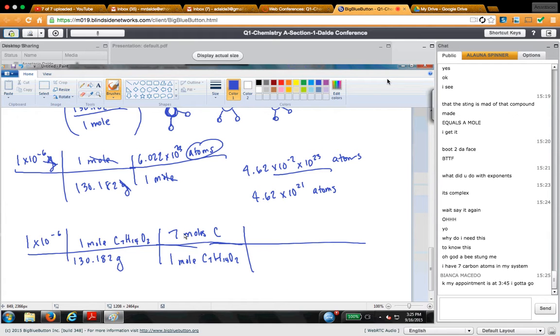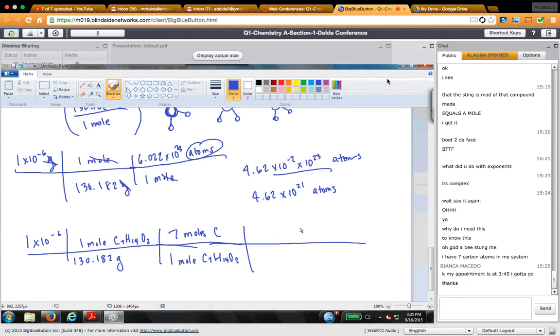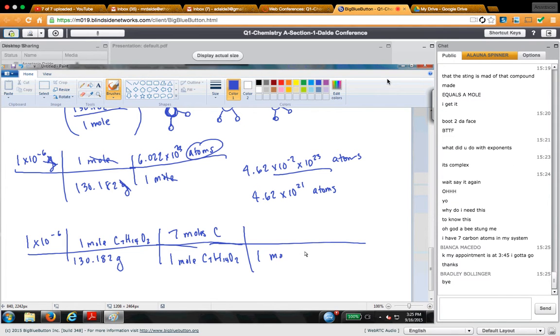Later. How do I convert moles of carbon to atoms of carbon? 1 mole of carbon is how many atoms of carbon? How many atoms of carbon are we dealing with?